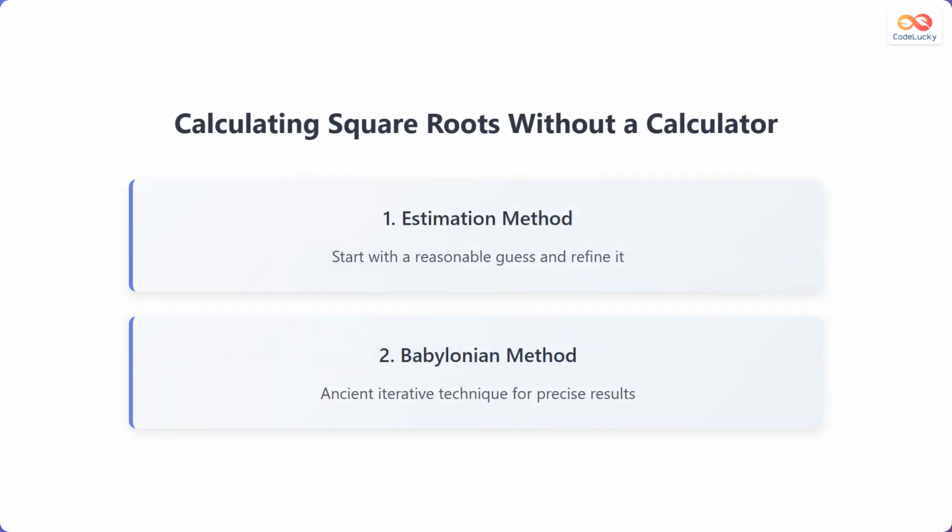Now, what if you don't have a calculator? Don't worry, there are methods to calculate square roots manually. We'll discuss two common techniques. The first one is the estimation method, where you start with a reasonable guess and then refine it to get closer to the actual value. The second one is the Babylonian method, an ancient iterative technique that provides precise results through repeated calculations.